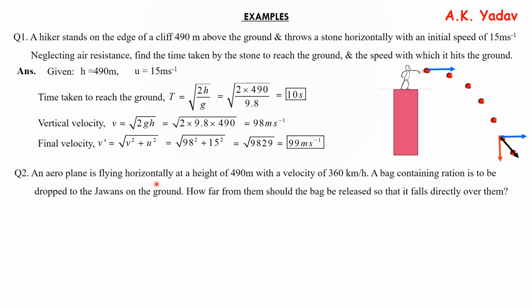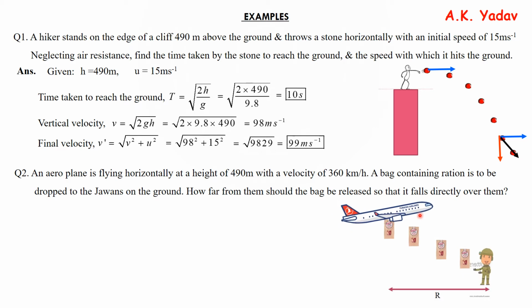Question number 2. An aeroplane is flying horizontally at a height of 490 meters with a velocity of 360 km per hour. A bag containing ration is to be dropped to the Jawans on the ground. How far from them should the bag be released so that it falls directly over them? This is the aeroplane, and this is the packet. It should reach the Jawan. That means this should be the range.